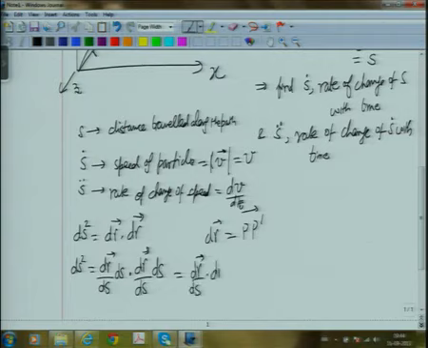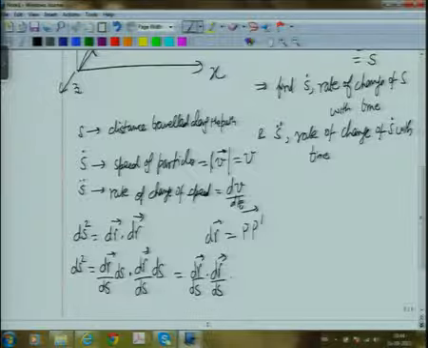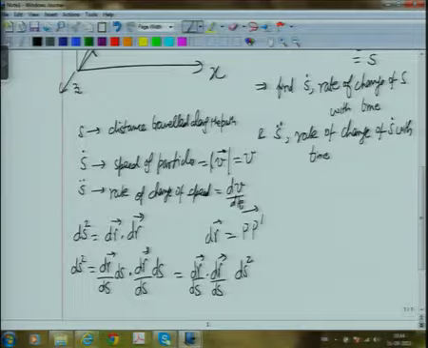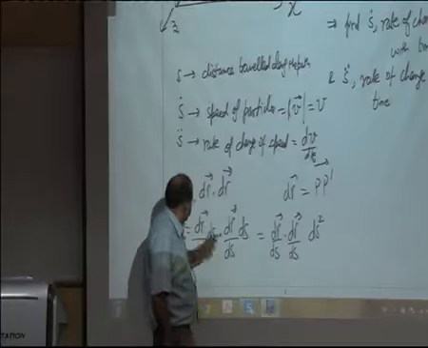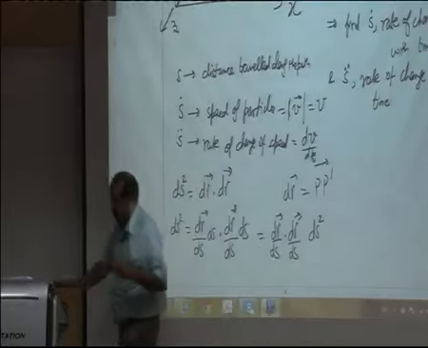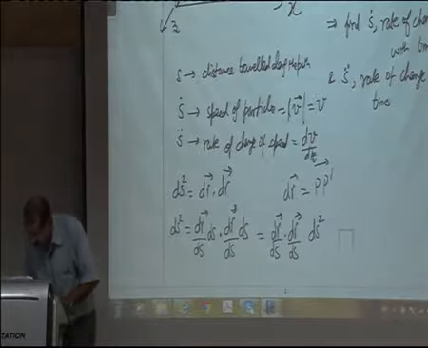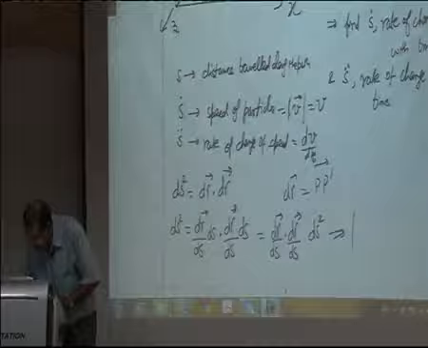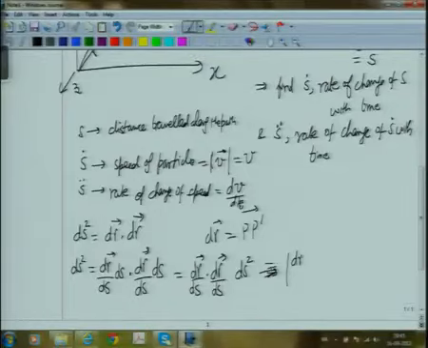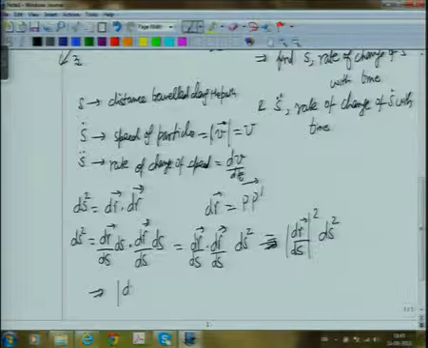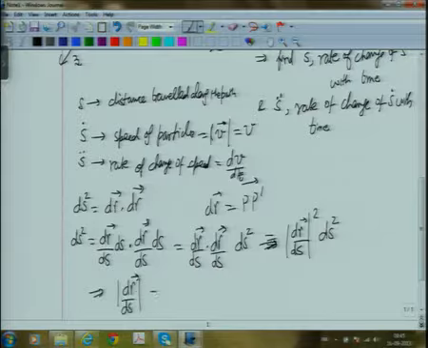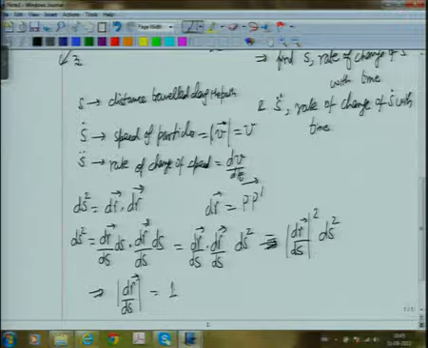Now this can be written as dr by ds dotted with dr by ds multiplied by ds square, because the dot product is only between the vectors. The scalars can be taken outside the dot product, so I do that. So this becomes dr by ds dotted with dr by ds times ds square, and from here this is equal to the magnitude of dr by ds whole square times ds square, and from here this implies the magnitude of dr by ds is equal to 1.